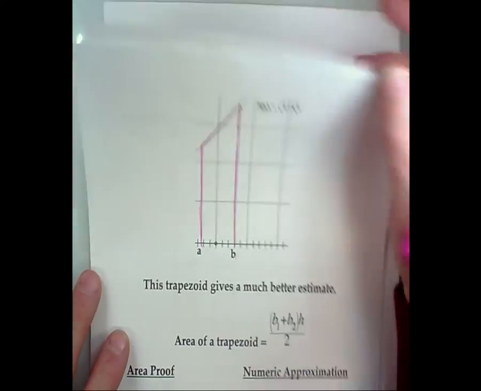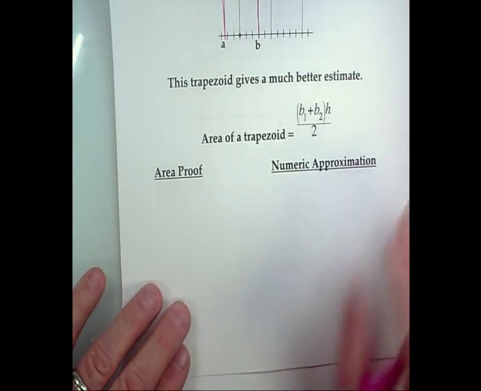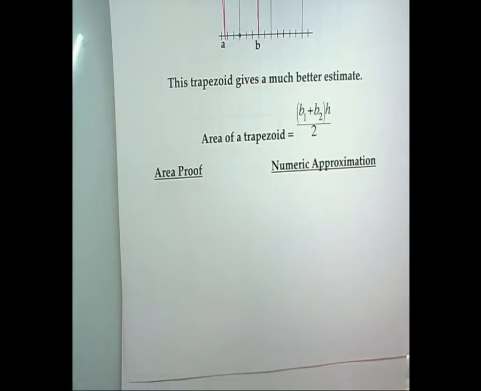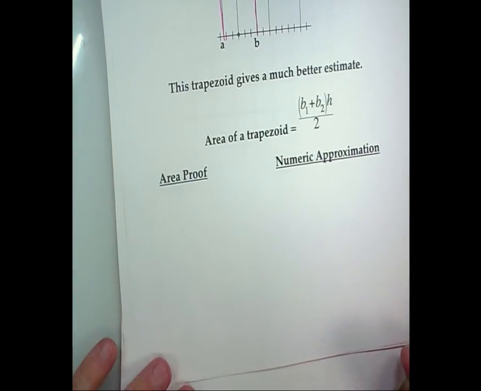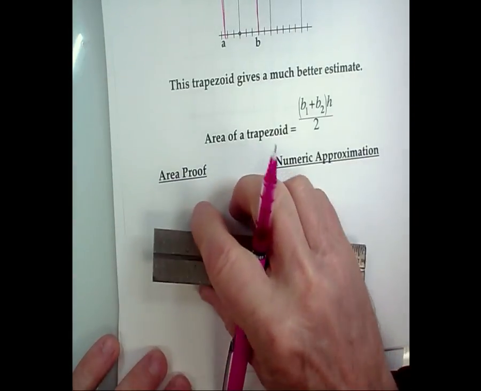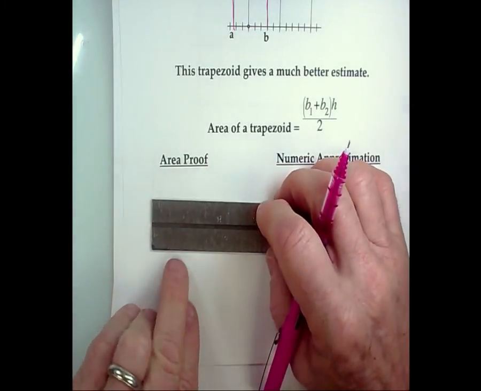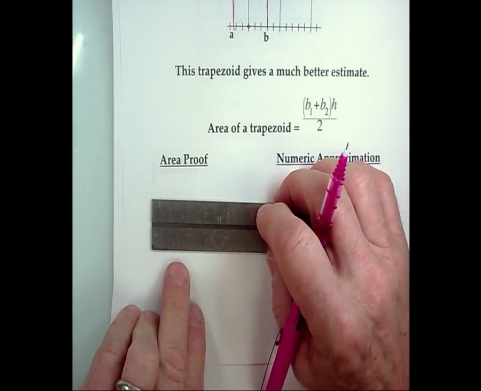And this is the formula for area of a trapezoid. And I'm going to show you the proof. I like proofs. I know you hate proofs. Okay? But I'm going to do a proof anyway, because I'm going to show you why I like them. Because if you can prove something, you're always right.